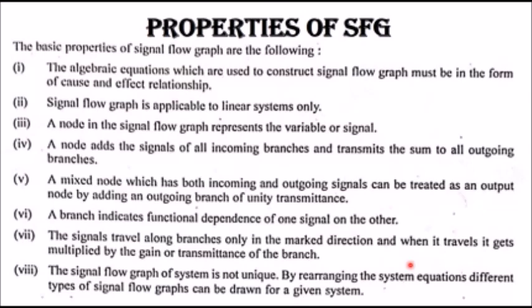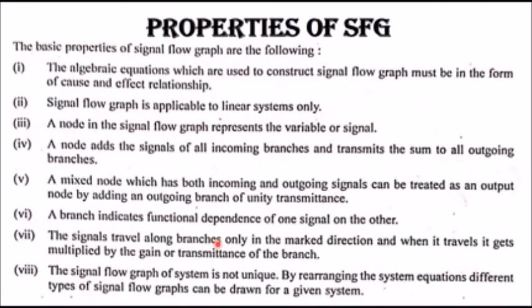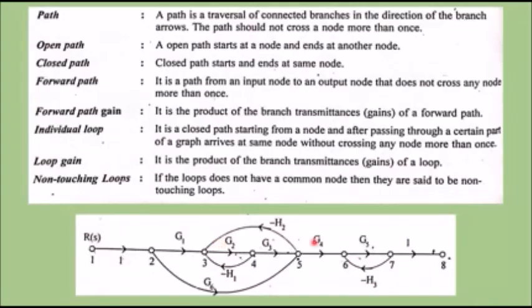I mean, you can see previously here in the nodes, branches are incoming or outgoing. The nodes represent the signal: they add the signals in all the incoming branches and transmit the sum to all the outgoing branches. A mixed node, which has both incoming and outgoing signals, can be treated as an output node by adding an outgoing branch of unity transmittance. That will be better explained in this diagram.